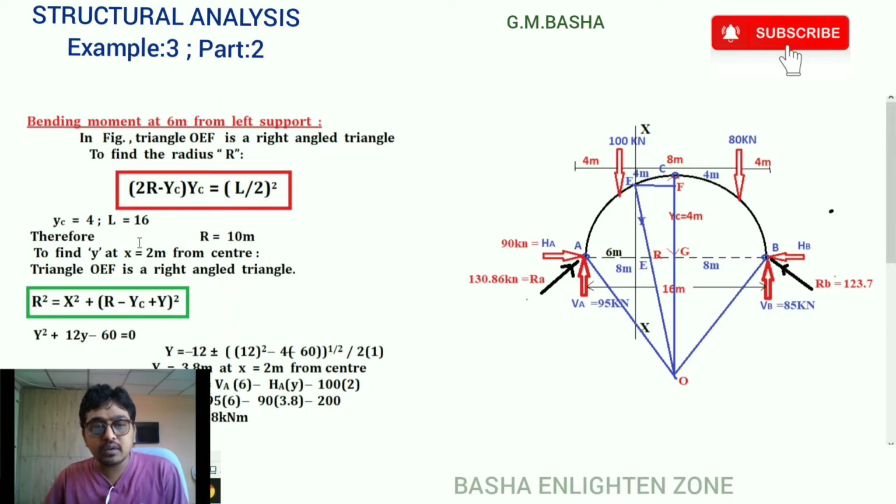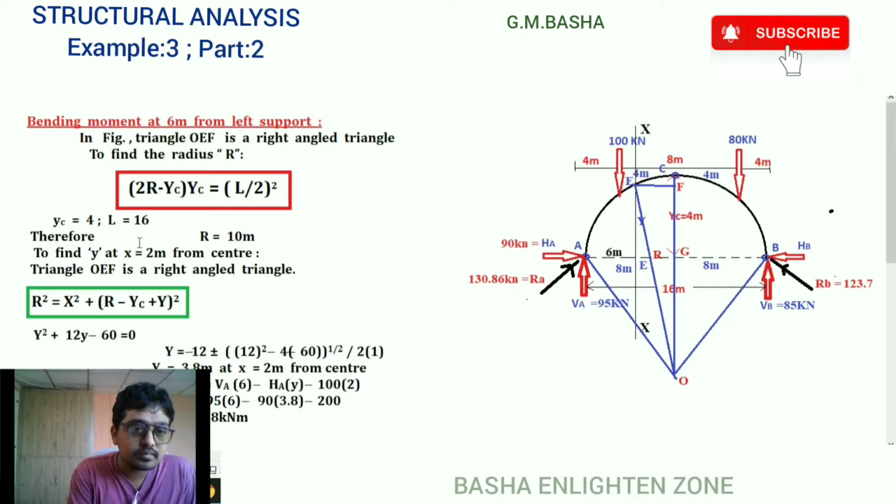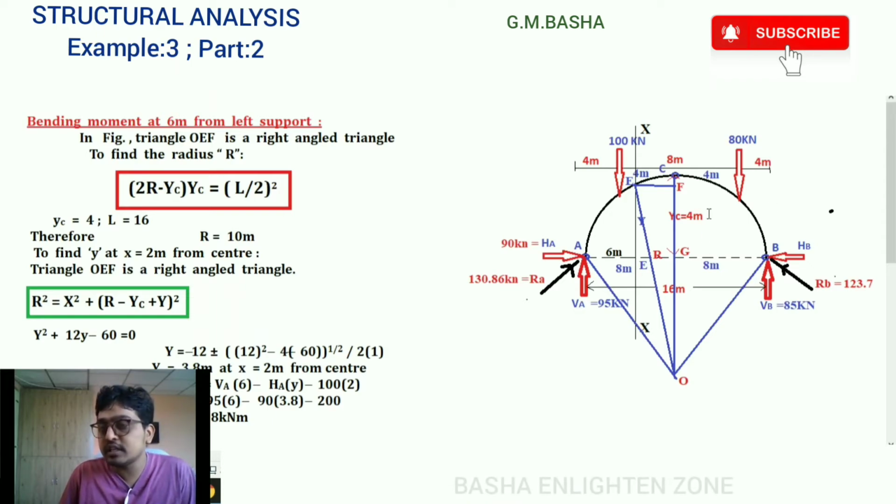I already explained this relation in the last example itself. So please go and watch that one. You will get clear information on that particular topic. Okay. So here yc is the central rise, which is given in the question, that is 4 meters.